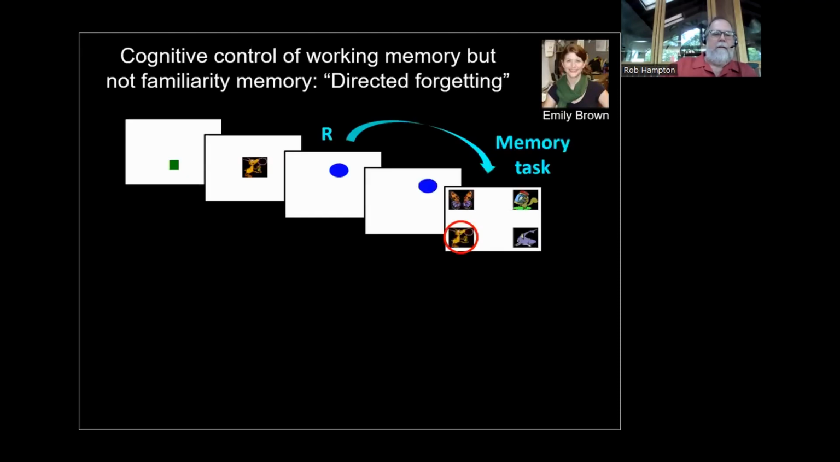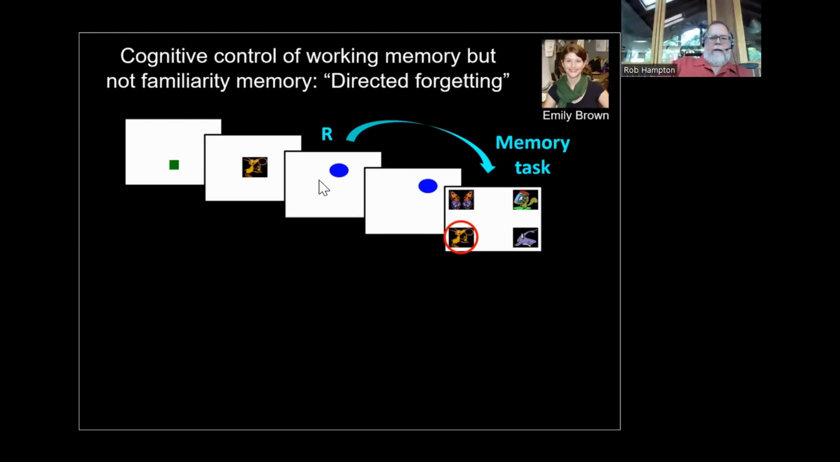And what happens in this paradigm is, again, we're using good old match to sample. So the animal starts a trial by touching this green square. They see a sample, and at test they got to pick out the sample that they saw at the beginning of the trial. But what was done in this kind of directed forgetting or directed remembering paradigm is, following the sample phase and during the delay, we show the animal a stimulus that tells it that it's going to have a test of its memory follow shortly. So if it sees this blue circle, it's going to have to get its memory tested.